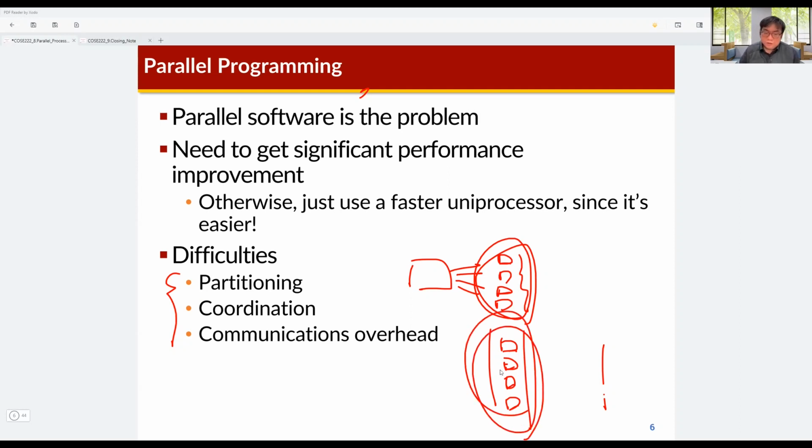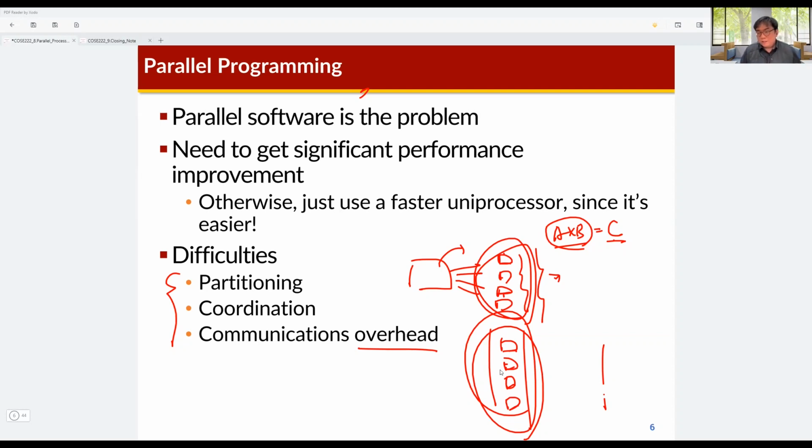It's a coordination issue. Also communications overhead. So a single task is split into multiple parts, like matrix multiplication. And then we need to generate this result matrix from the multiple parts. So the results should be aggregated. That means the results should be gathered, and then it should be reproduced.